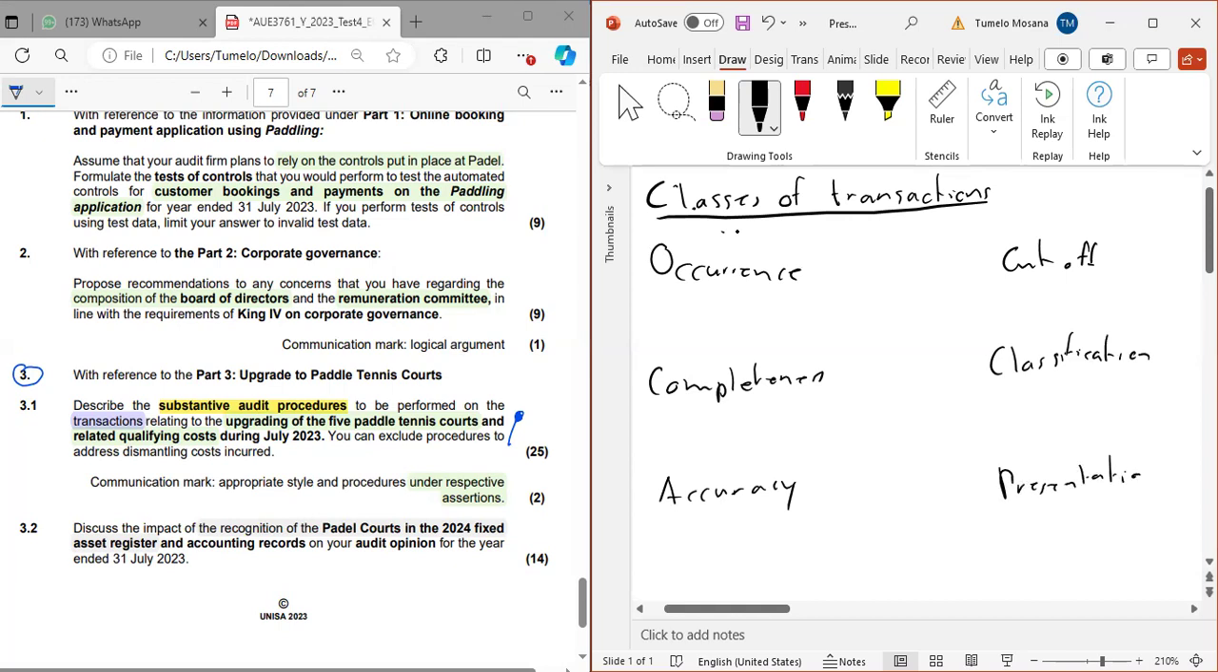So this is not with reference to the investment cycle only. This is with reference to all the classes of transactions that you can get, whether you are dealing with the finance cycle, the revenue cycle, the payment cycle, inventory cycle, etc. So it is applicable to all. Mainly what you need to understand with occurrence is that you have to prove that all recorded transactions are supported by source documents.